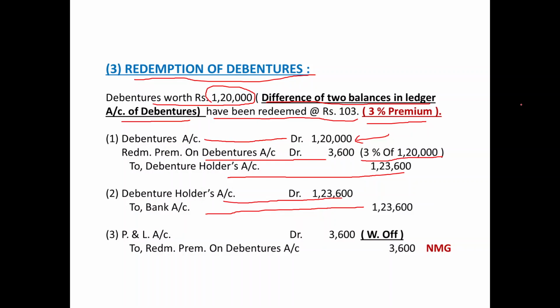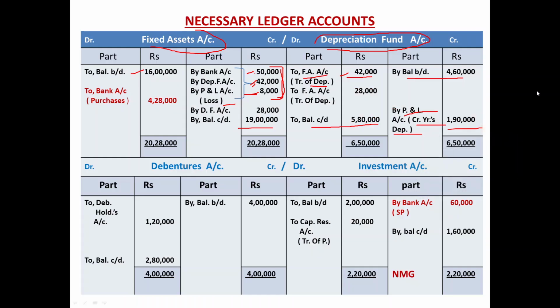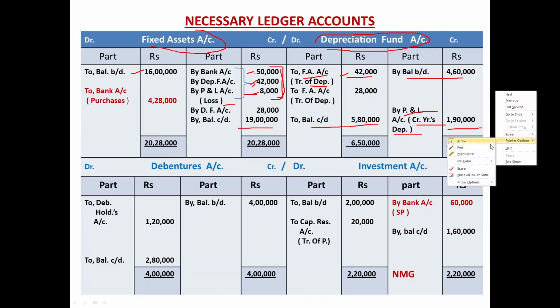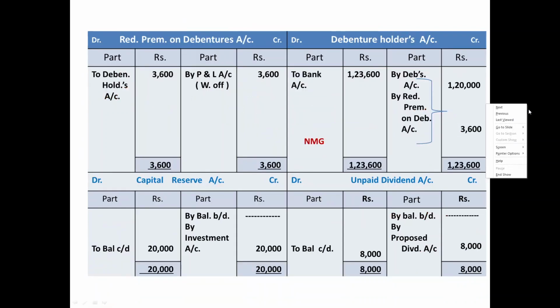Let us give the posting of these two journal entries in the concerned ledger accounts related with debenture redemption. Have a look. Debentures account. First journal entry. Debentures account debited 1 lakh 20,000. Redemption premium on debentures account, this is the redemption premium on debentures account, debited 3,600. Opposite narration, debenture holders account. To debenture holders account credited.